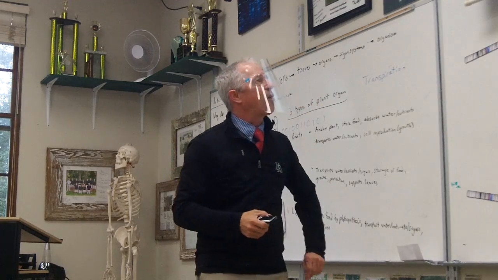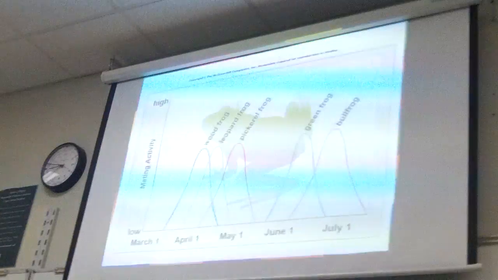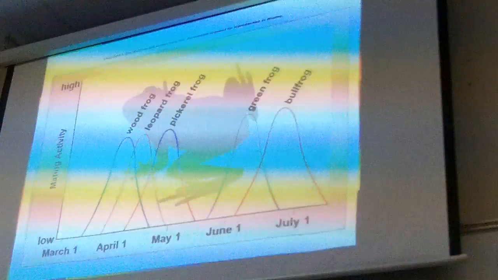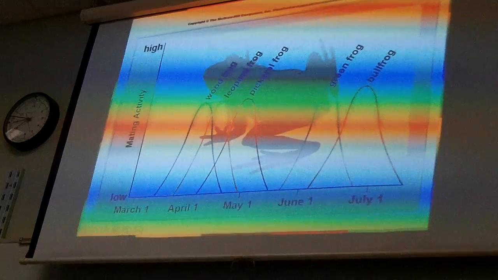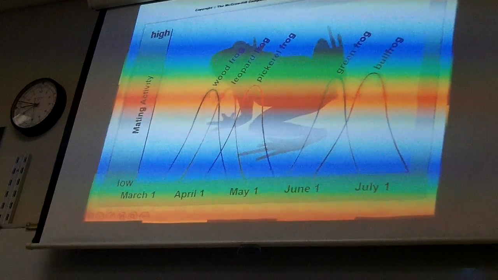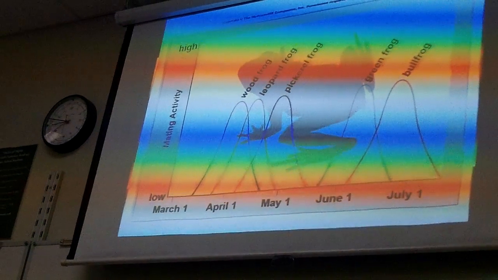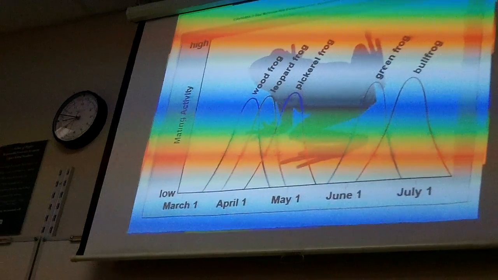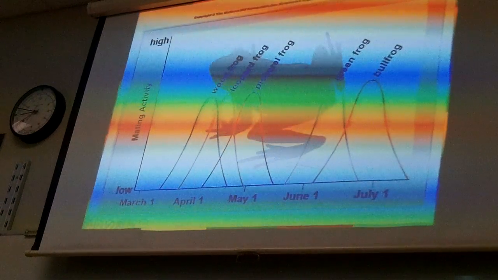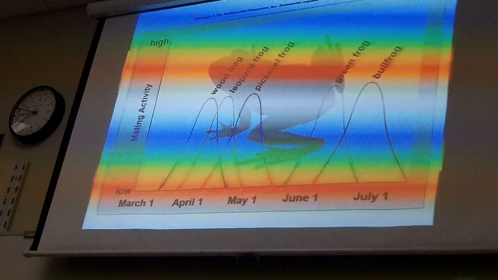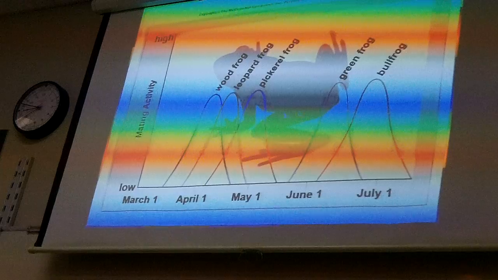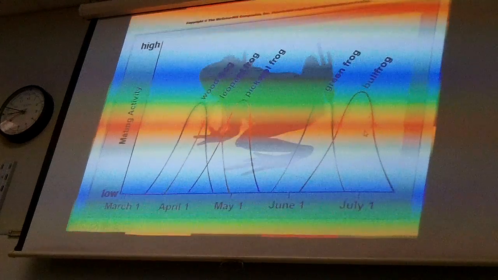Look at this. Look at these frogs. The wood frog mates just before April. The leopard frog mates the first week of April. Pickerel frog mates almost in May. The green frog mates in June. The bullfrog mates almost July. The species are kept separated by the time that they mate.